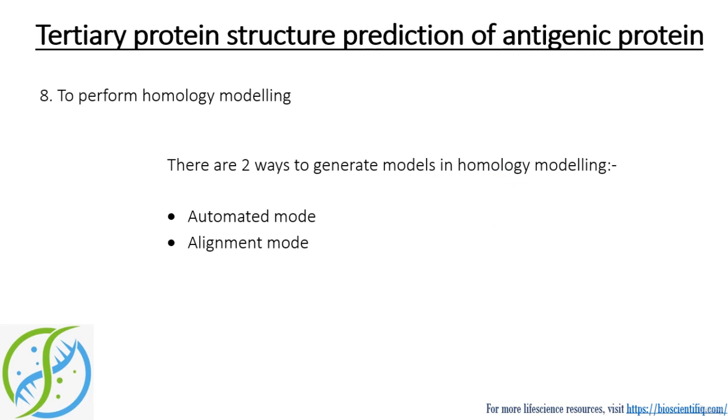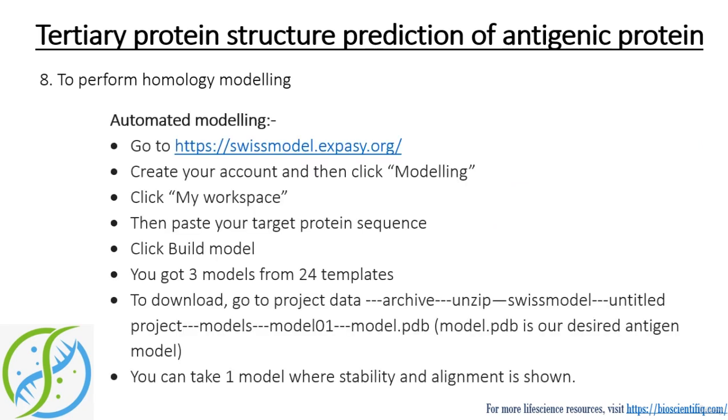How to choose between the automated and the alignment mode depends upon the template. If you don't find your desired template, then prefer automated. On the other hand, if you have a desirable template, as per your choice, you have to choose the alignment mode. To perform this homology modeling, both online and offline platforms are available. In this lecture, let's do the automated modeling. So first, the server that we'll be looking for is Swiss Model. Go to Swiss Model, create your account and wait for it.